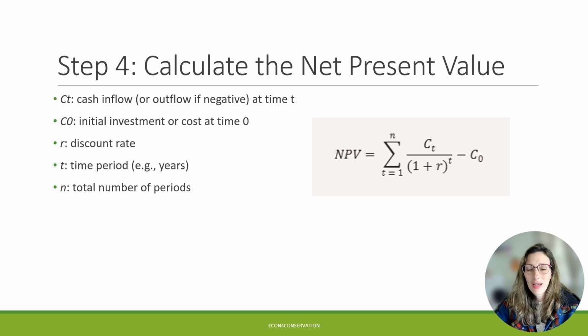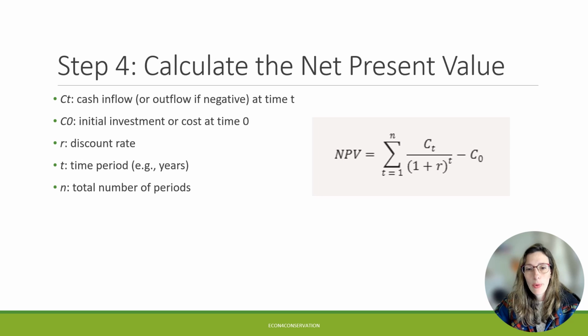You have the net cash inflow, which is the difference between the benefit and the cost at a certain time, in this case time t. The discount rate is the rate that we use to convert the benefits and costs over time into their present value. It is important to know that money today is worth more than in the future. T represents the time period, for example, a year. And here's the initial investment, or cost, the initial cost, the C0.